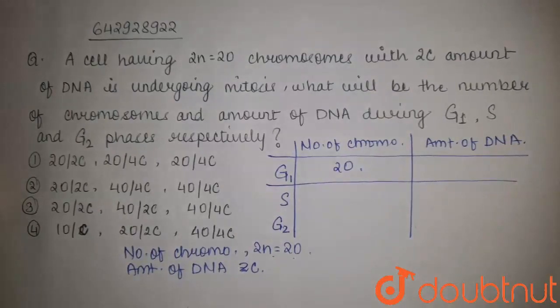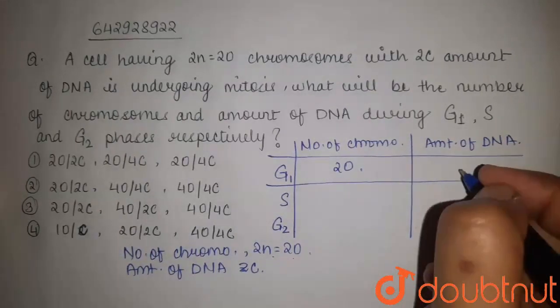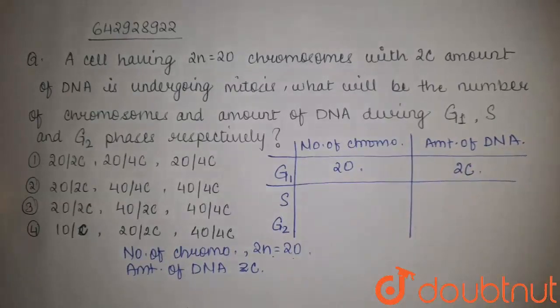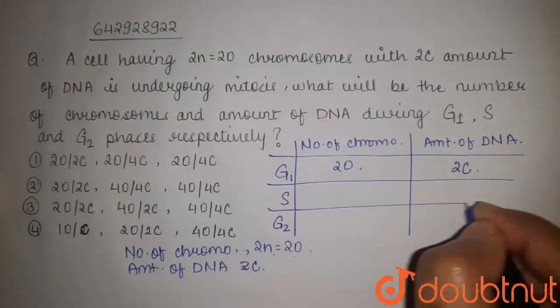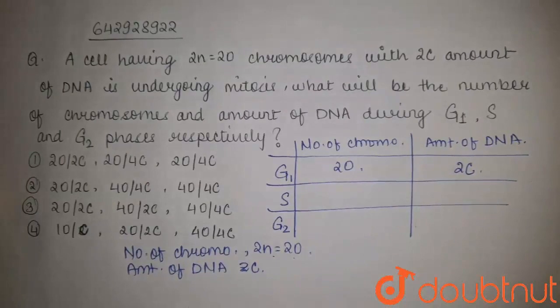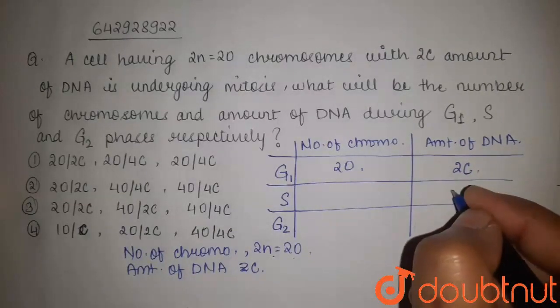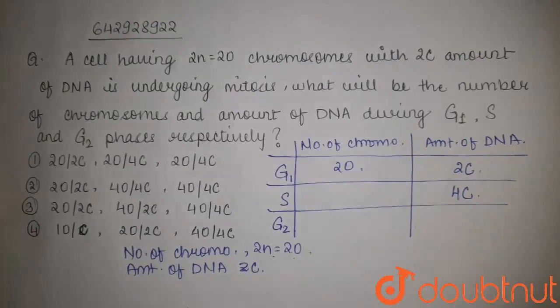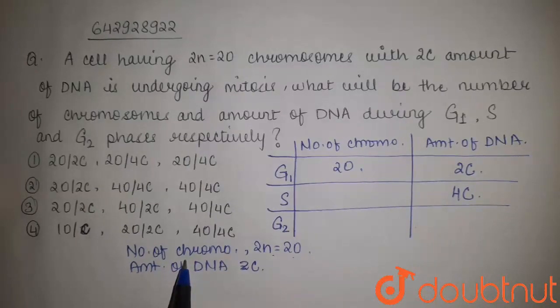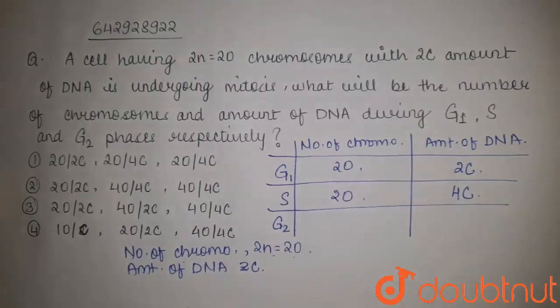Okay, and the amount of DNA will also be 2c because there is no change in the number of chromosomes and amount of DNA. Then in the S phase, DNA synthesis takes place, or we can say replication takes place. So the amount of DNA doubles. So here the amount of DNA will be 4c because it gets duplicated. But the number of chromosomes would not change. So the number of chromosomes will remain 20 only.